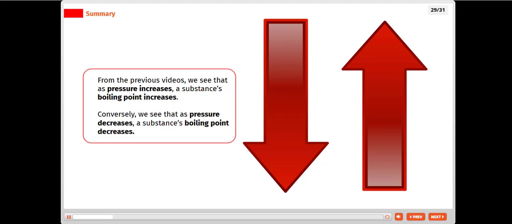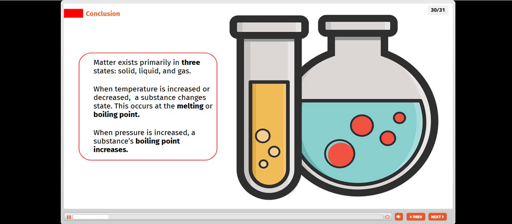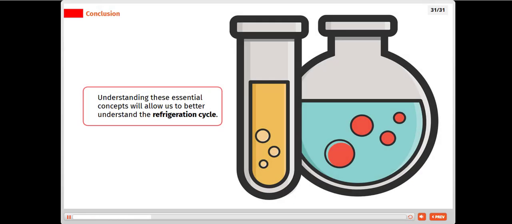From the previous videos, we see that as pressure increases, a substance's boiling point increases. Conversely, we see that as pressure decreases, a substance's boiling point decreases. Matter exists primarily in three states: solid, liquid, and gas. When temperature is increased or decreased, a substance changes state. This occurs at the melting or boiling point. When pressure is increased, a substance's boiling point increases. Understanding these essential concepts will allow us to better understand the refrigeration cycle.